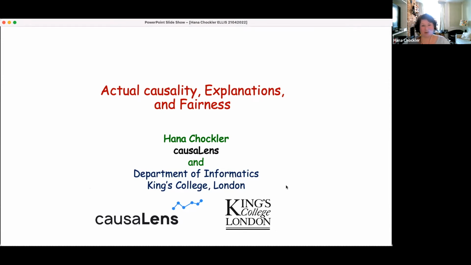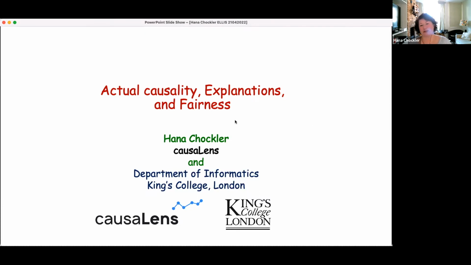Okay, so as Miguel said, I'm going to talk about actual causality, explanations, and fairness. And the plan is that I will first introduce a little bit of theory of actual causality in a very informal way. And apologies to those who already know the theory. And then I will show how it is applied to reasoning about explanations, and most recently about fairness of systems.